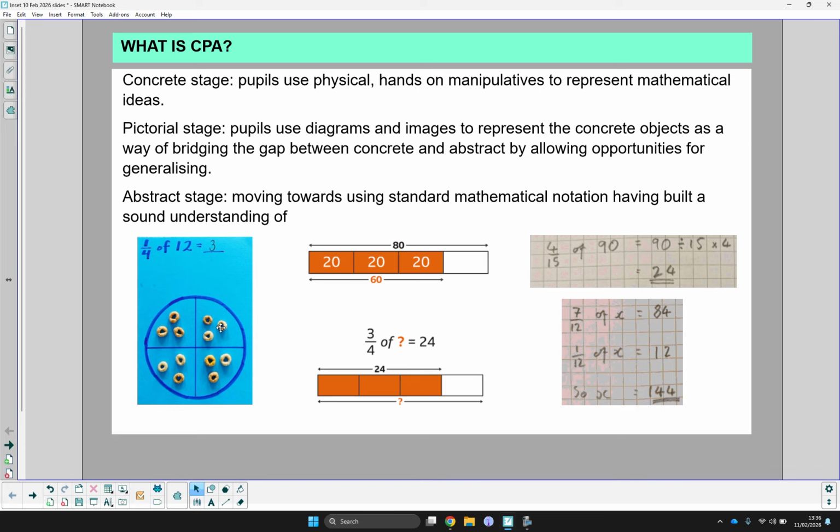But the CPA approach, like I said, is all about building up your understanding. You would hope pupils progress from concrete to pictorial to abstract, but one of the real strengths here is having things that you can then fall back on. So dropping back from the abstract to the pictorial, or the pictorial down to the concrete.